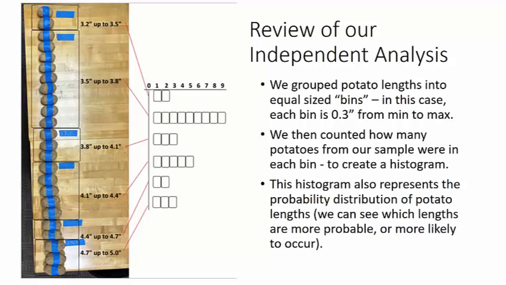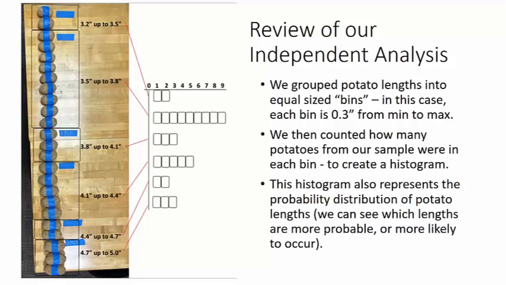It goes from 3.5 inches up to 3.8 inches, and so on. So what we're doing is we're counting how many potatoes from our sample were in each bin. And we create a histogram, which is a bar chart, where the length of the bar represents how many potatoes we found that were within that range of sizes for that particular bin.